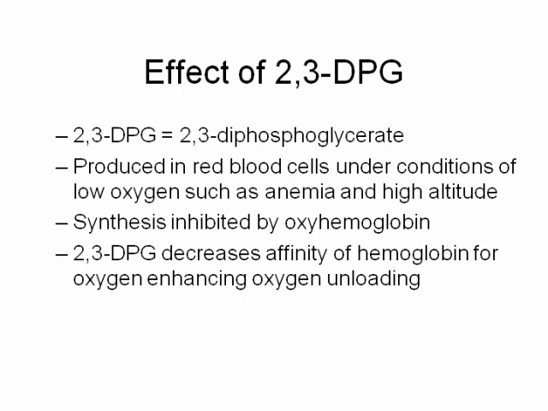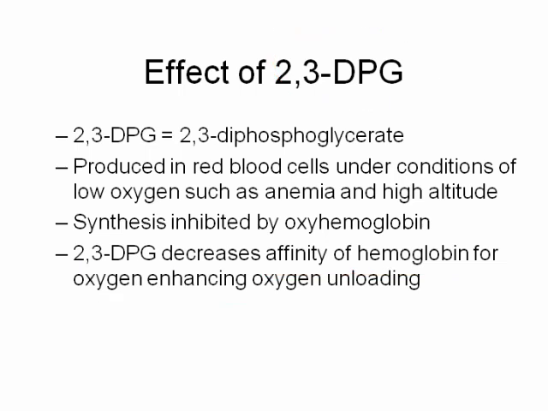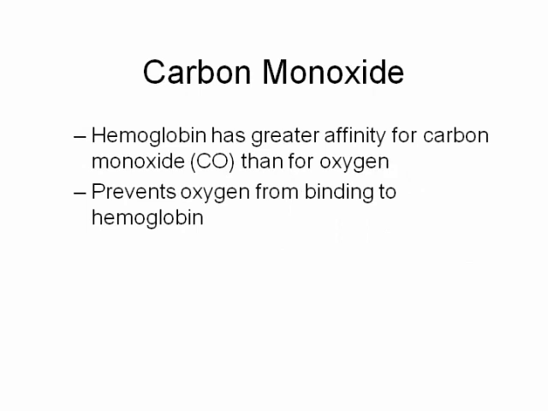One last factor here is 2,3-DPG, which is 2,3-diphosphoglycerate. It is produced in red blood cells under conditions of low oxygen, such as anemia or high altitude, and its synthesis is inhibited by oxyhemoglobin. 2,3-DPG decreases the affinity of hemoglobin for oxygen and therefore enhances oxygen unloading. So this is a molecule that is designed to help maintain the homeostasis of oxygen delivery based upon oxygen need.